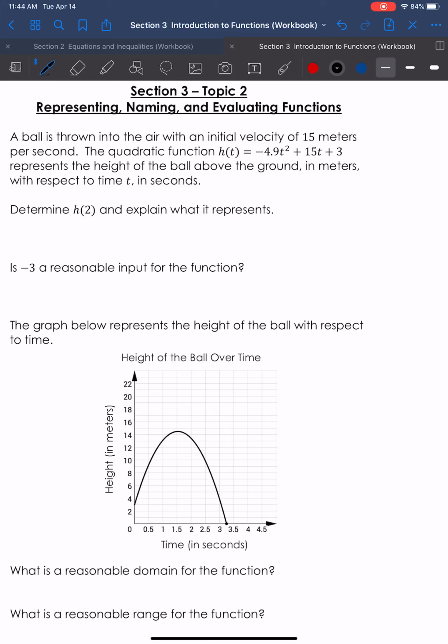Alright, this video comes from section 3, topic 2, and we're going to go over representing, naming, and evaluating functions. Alright, so determine h of 2 and explain what it represents.